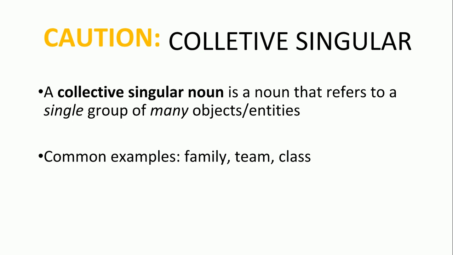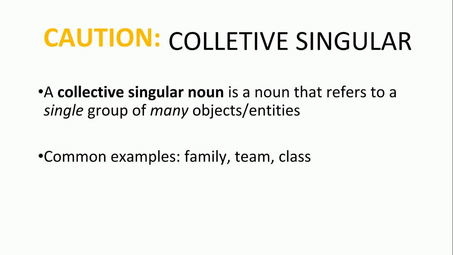So the first one is called the collective singular, and a collective singular noun is a noun that refers to a single group of many objects or entities. So it's a single group, so it grammatically behaves as a singular noun, but it refers to many objects or entities, so it sounds like or feels like it should be plural, but it's not, it's singular.